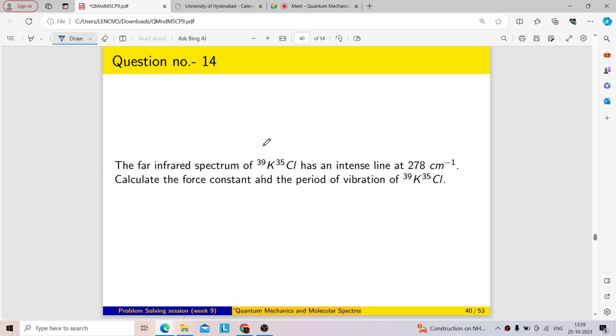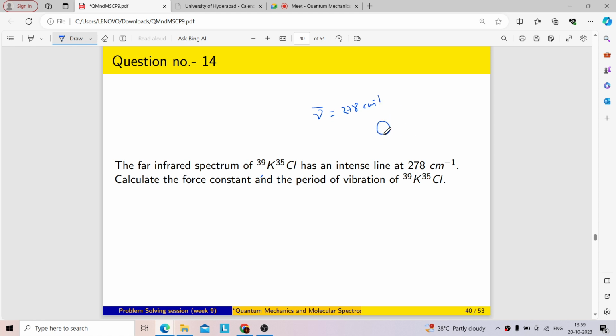Okay, for this potassium chloride system, what is given? An intense line at 278 centimeter inverse is given. So it's in terms of wave number, so this nu bar is given to be 278 centimeter inverse.